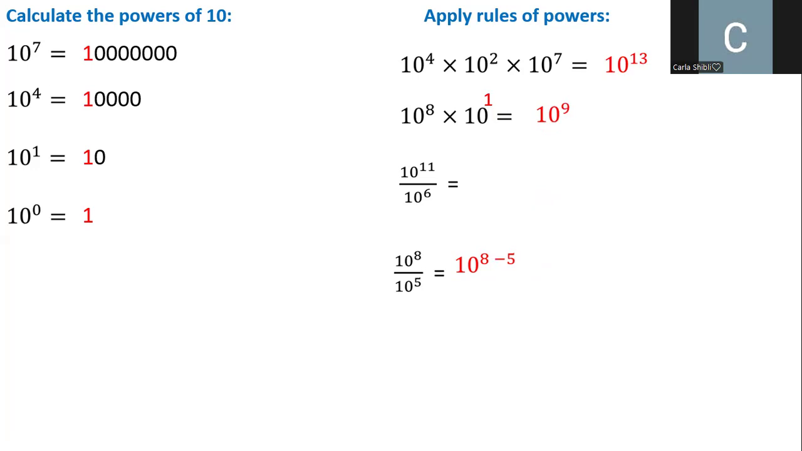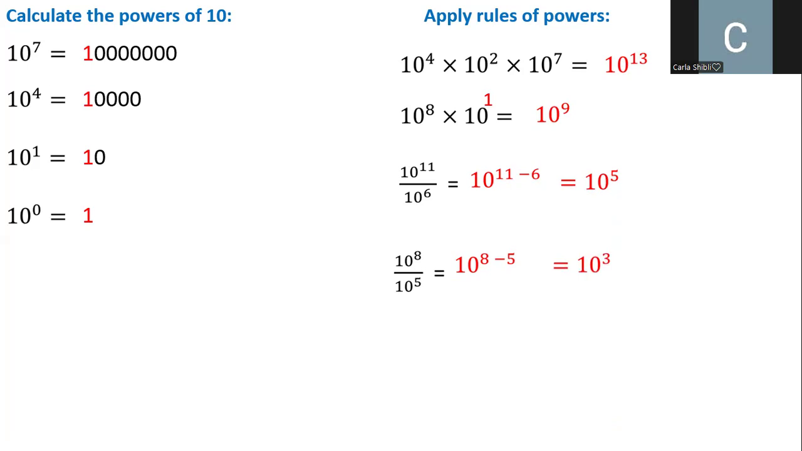10 to the power 11 over 10 to the power 6. I'm dividing powers having same bases, different exponents. So I keep the base 10 and I subtract exponents. 11 minus 6 is equal to 10 to the power 5. In the last one also, I write 10 and I subtract always the upper exponent in the numerator minus the denominator. So 10 to the power 8 minus 5 is equal to 10 cubed.